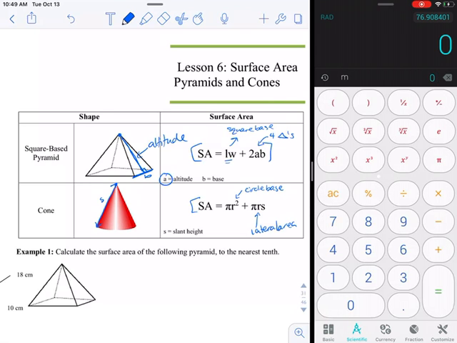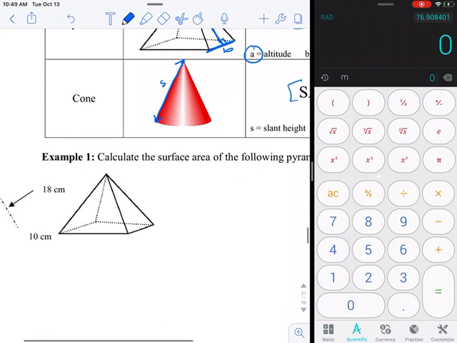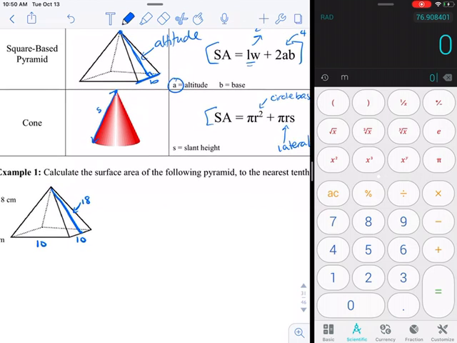Okay, so let's try an example here. The formatting is a little messed up, but the base is 10 by 10, and the altitude is 18. So if we go back to our surface area formula, that's length times width plus 2 times the altitude times the base value. So that is 10 times 10 plus 2 times the altitude, which is 18, times the base, which is 10.